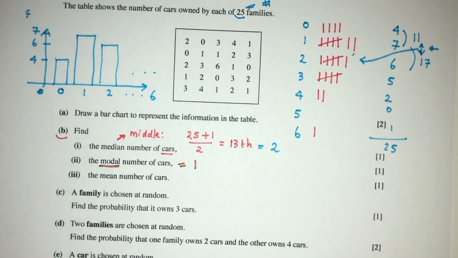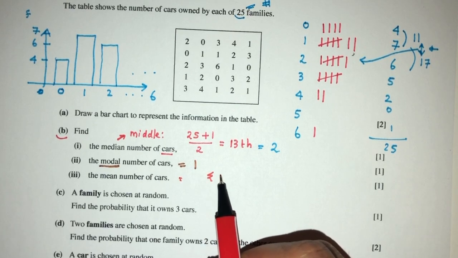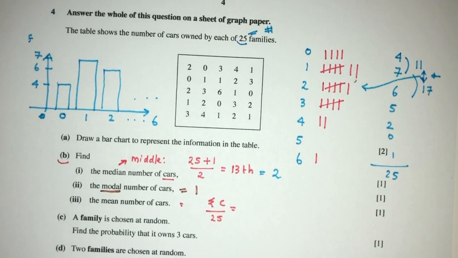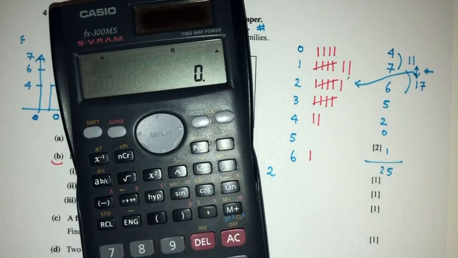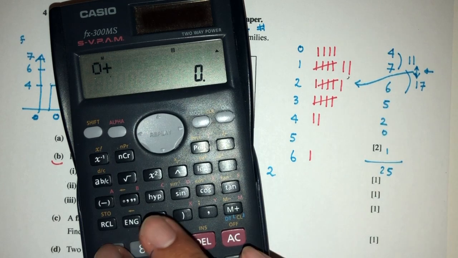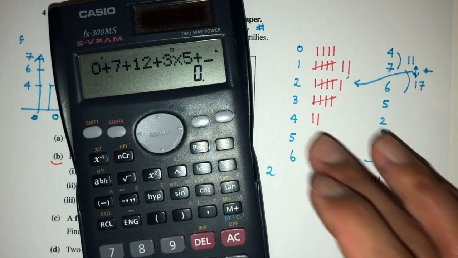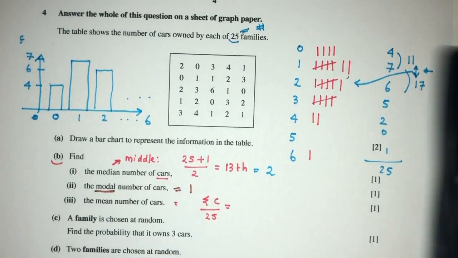Now for part 3, we have to find the mean number of cars. So find the mean by definition. We have to find the total number of cars divided by the number of families, which is 25. Sum of the cars, let's see how we find that. You will have to do 0 times 0, so that will be 0, plus 7 times 1 is 7, 2 times 6 will be 12, 3 times 5 will be 15, and plus 6, that will be 48.